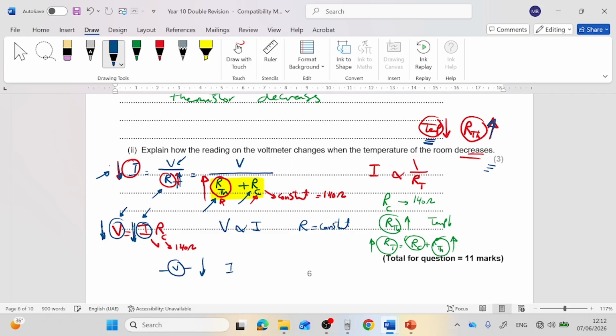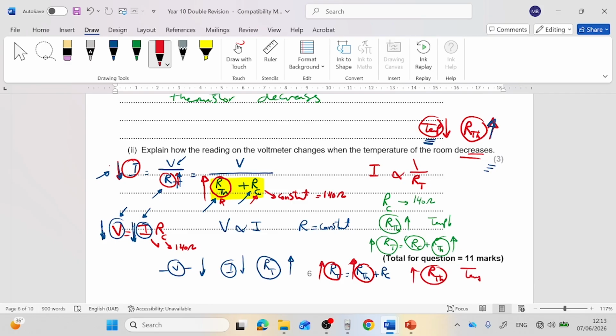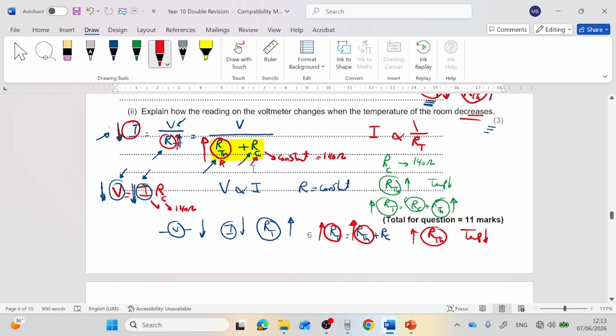Why? Because the total current intensity has decreased. Why? Because the total resistance of the circuit has increased. Why? Because the total resistance is equal to the sum of the resistance of the thermistor plus the constant resistance, and the resistance of the thermistor has increased, so the total resistance increased. So why has the resistance of the thermistor increased? Because the temperature of the room has decreased. Why? Because they are inversely proportional. Can you see? This is the way of thinking. This is not an easy question, but you will be happy when you understand this type of question.